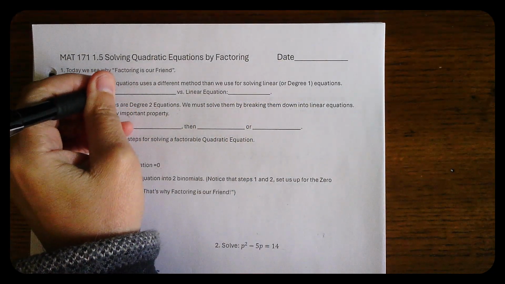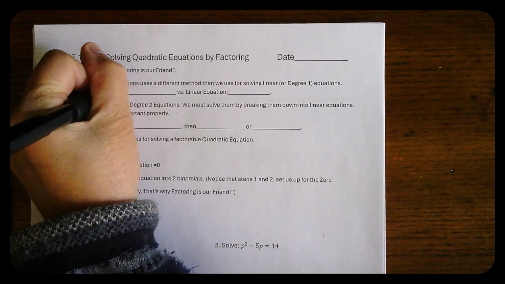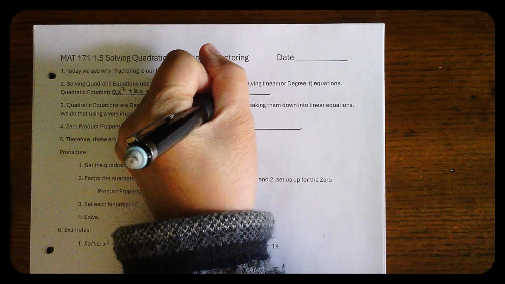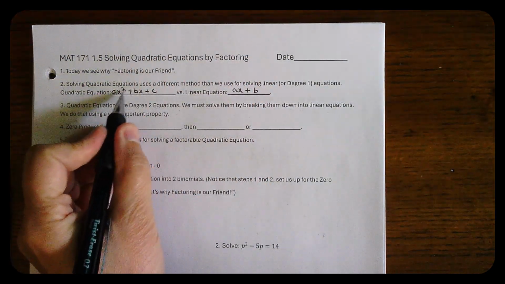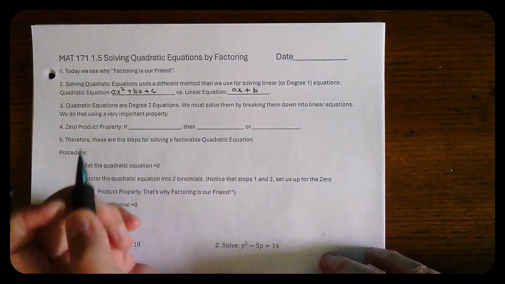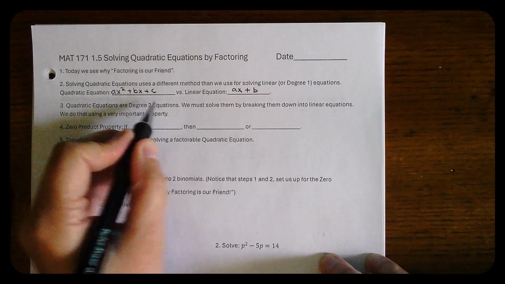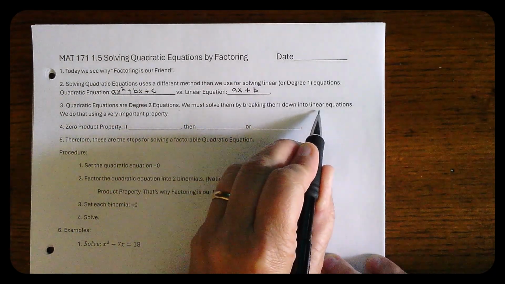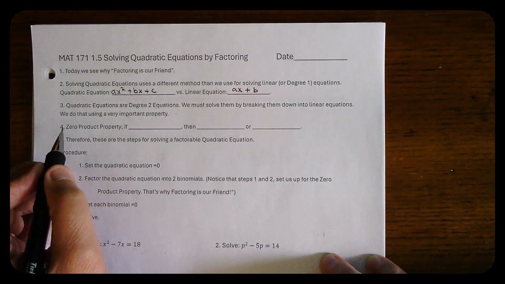A quadratic equation has an x squared term, and a linear equation has just an x term. So if you see an x squared, that's quadratic. If you see x to the 1, that's linear. So quadratic equations are degree 2 equations. So we need a different method. And the way we're going to do that is we're going to use factoring to break them down into linear expressions, which we will then turn into linear equations.